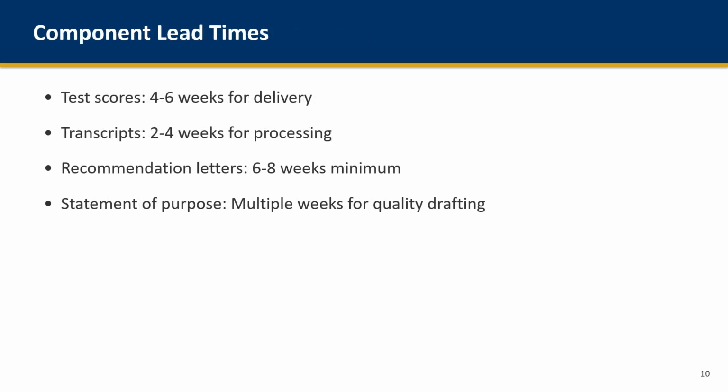Different components have different lead times that must be factored into your planning. Test score delivery typically takes 4 to 6 weeks after you request score reports. Some testing organizations offer expedited delivery, but why pay extra when planning ahead costs nothing?